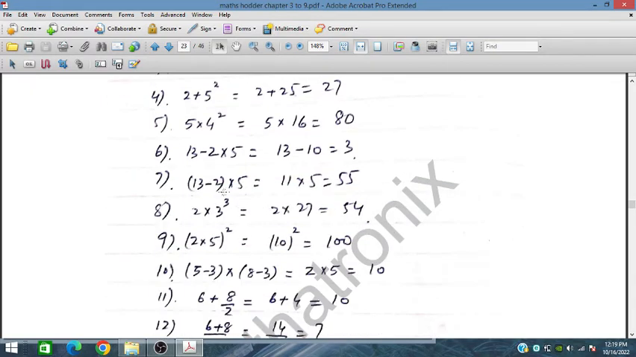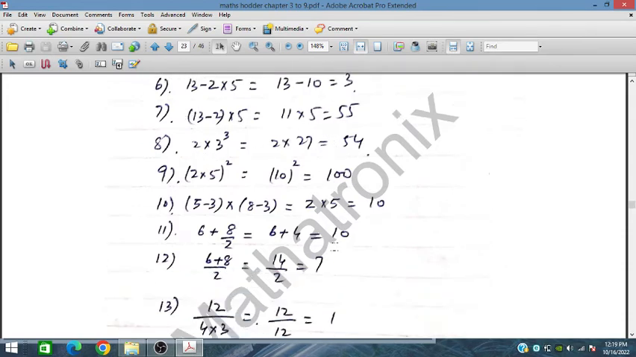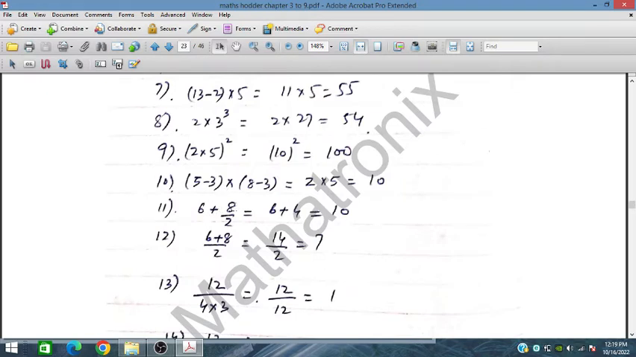So similarly for this, if we have a bracket here, then the result will be 55. Similarly for this, 6 plus 8 divided by 2 means 8 divided by 2 is 4. 4 plus 6 is equal to 10. If the bracket is around 6 plus 8, then 14 divided by 2 is equal to 7.